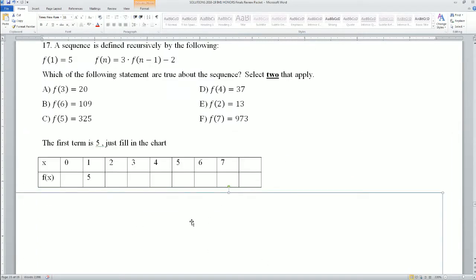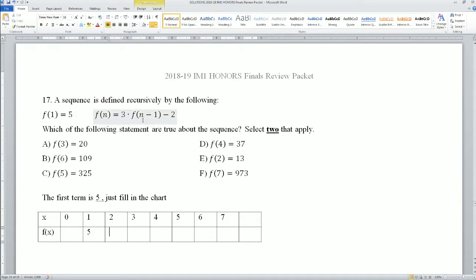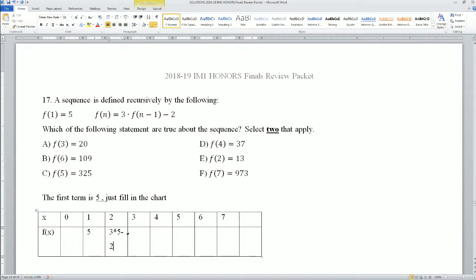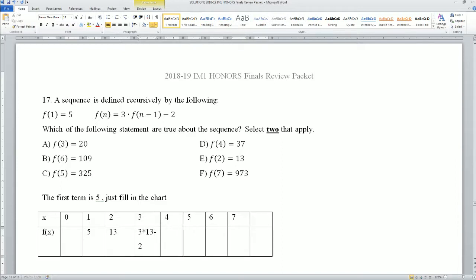Alright, so again, I'm just going to find the terms by filling in the chart. I know the first one is 5. How do I get to the second one? I plug it in. So look, this says 3 times f of n minus 1, which is your previous term, so this is going to be 5. Then I'm going to minus 2. Okay, this is what it says. 15 minus 2 is just 13. Again, now I repeat the same process. 3 times 13 minus 2. This is your previous term. Remember, this refers to your previous term.